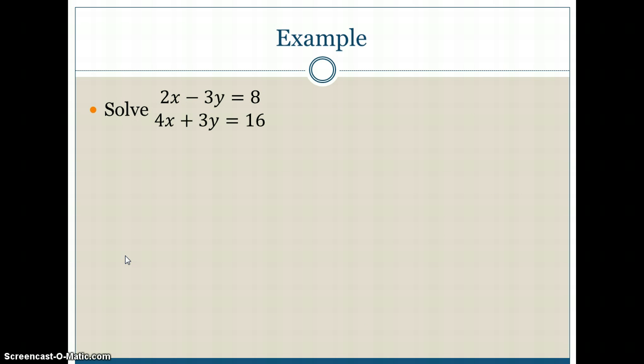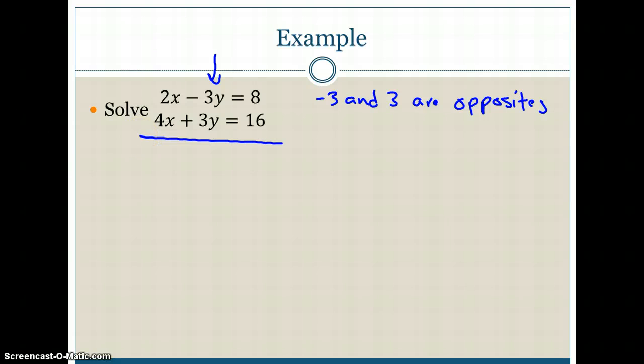If we look at this first example, we started basic and are working our way up. What's nice about this one is if we take a look at the y values right here, we have -3 and +3. -3 and 3 are opposites, and they're with the same variable. The x's line up, the y's line up, and the constants line up. Sometimes we'll get a problem like this where it's already in the form that we need. These -3 and 3 are opposites.